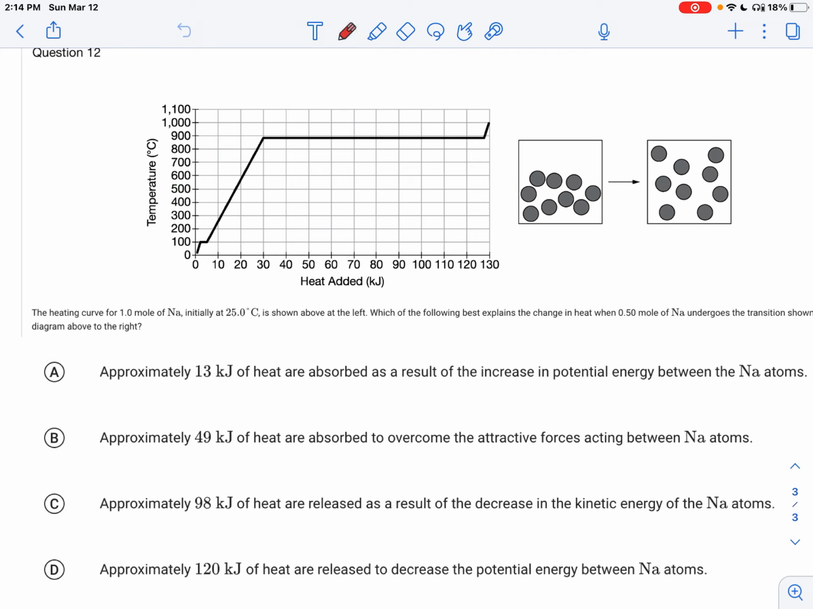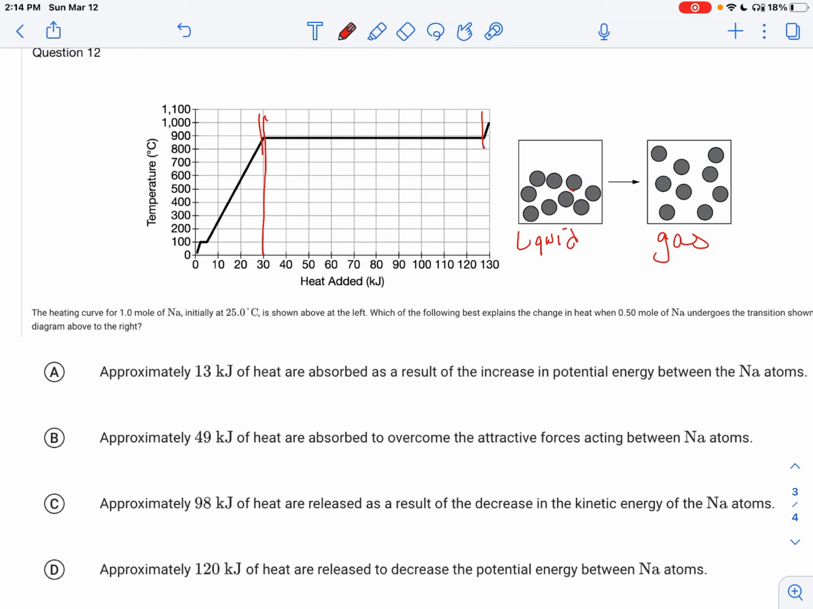So you need to first look at this and tell me what phase this first box is. This first box is the liquid phase, because they're not all touching directly, but they're also not filling up the whole box. This is the gas phase, because they're not touching and filling up the entire box. Okay, solid would look like this. All right, so we know it's not solid. So then we go back to our graph, and we say, okay, how much energy is needed to turn the liquid into gas? That is this horizontal part right here, liquid to gas.